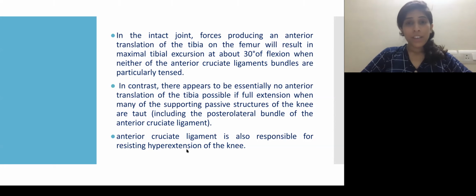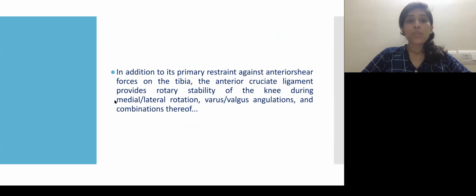The anterior cruciate ligament is also responsible for resisting hyperextension of the knee. So whenever excessive hyperextension of the knee is seen, we should check the ACL, whether it is torn or whether any damage is present or not.